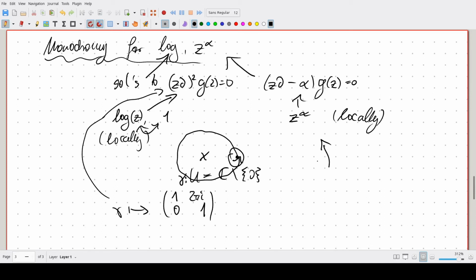And for this ODE, well, we go around once, and we sort of end up with an extra factor of exp to the 2 pi i alpha. So for example, if alpha happens to be 1/2, we have the square root function, and when you go around the origin once, you end up with the negative square root, because exp to the pi i is just -1.